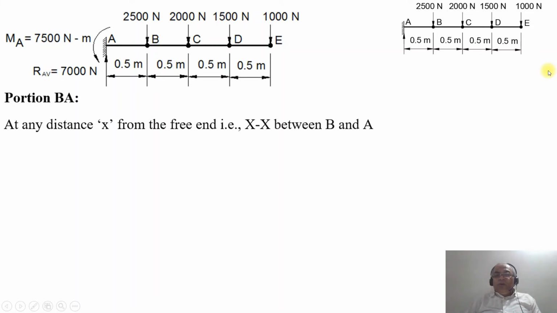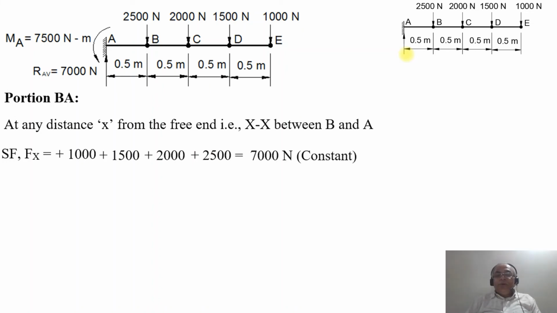What will be the shear force? SF at XX. Considering the section to the right, acting downwards is positive by sign convention. Which will be plus 2000 plus 1500 plus 2000 plus 2500. Summing up all these things will give you 7000 Newton, which is a constant value. So between B and A, as there is no other load acting, it remains the same or constant, which is 7000 Newton.